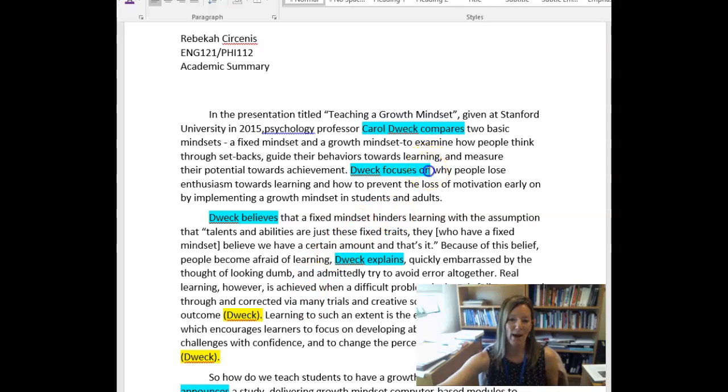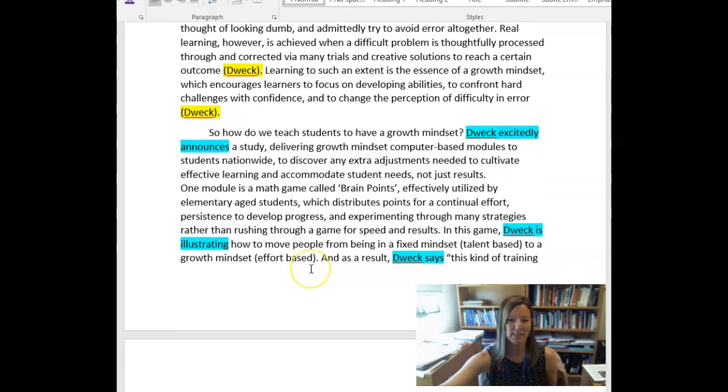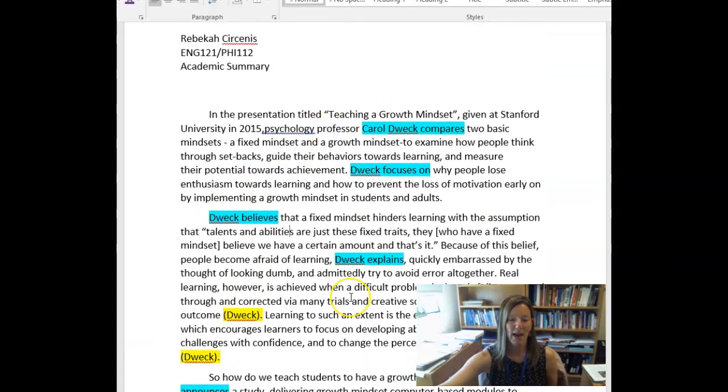That's why I would encourage you to consider changing up the verbs that you use. You don't just have to say Dweck says over and over again, because that's going to start to sound really boring. So look at what Rebecca does. She's using all different kinds of verbs. So Dweck compares, Dweck focuses on, Dweck believes, Dweck explains, Dweck excitedly announces. She really gets creative with how she's using those tags, and it doesn't at all feel tedious when you're reading it.